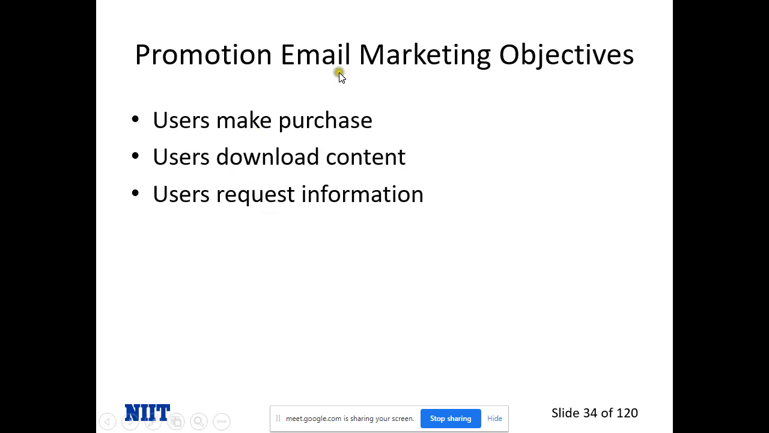Okay, promotional email marketing. Now, what happens here? Users make a purchase, users download content, users request information. There are three things that a user can do. The user can make a purchase, online or offline, that does not matter. The user can download specific content if you are asking them to. Or the user can request more information, maybe through a call to action button like read more, and go to the website and read more. Or there is a customer care executive number, and they can call and request more information.